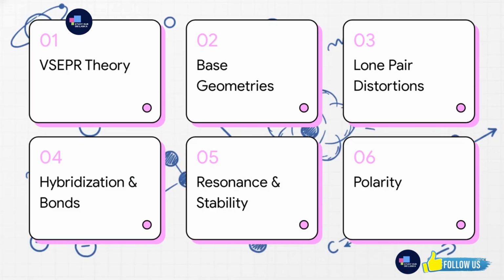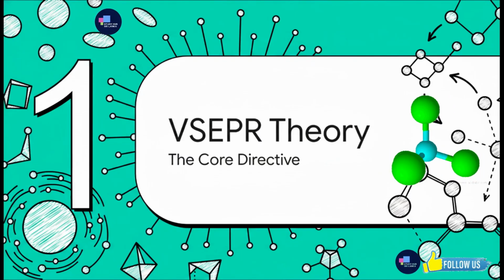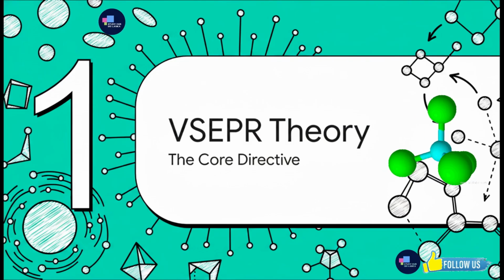Okay, so here's our quick roadmap for today's explainer. We'll be covering VSEPR theory, our base geometries, lone pair distortions, hybridization and bonds, resonance and stability, and finally, polarity. We're covering all the bases. Section 1, Introduction to VSEPR theory, or as I like to call it, the core directive.